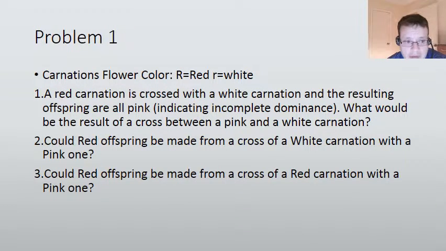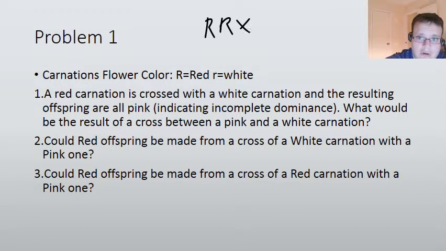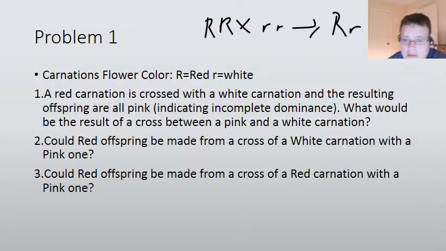So in this case here, we have a problem with carnations, the flower colors red and white. We take a red carnation crossed with a white carnation. We know that they have to both be homozygous. So we know we're going to have this crossed with this. What would be the result of a cross between them? We know the offspring are all pink. So we know we get an offspring of this, and that means that's pink.